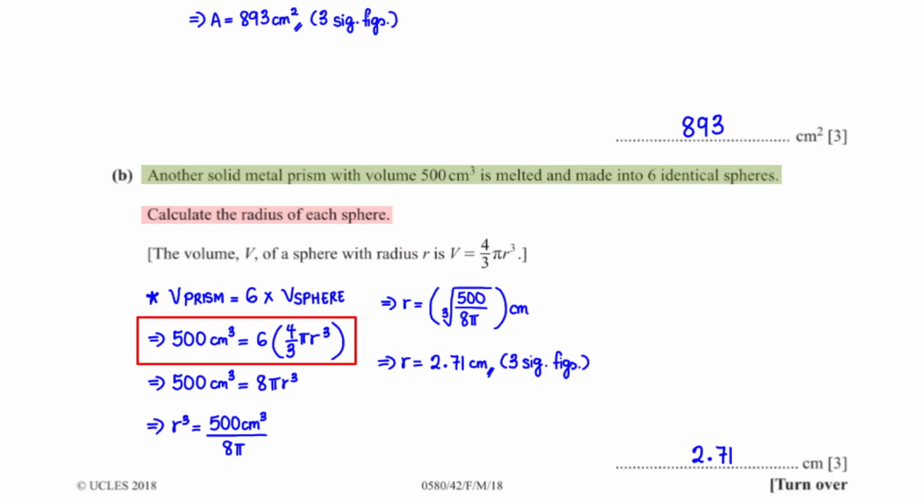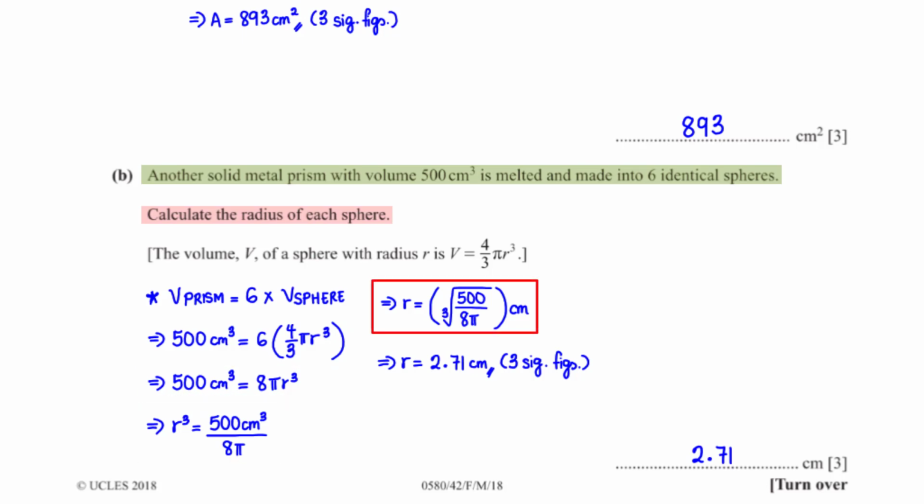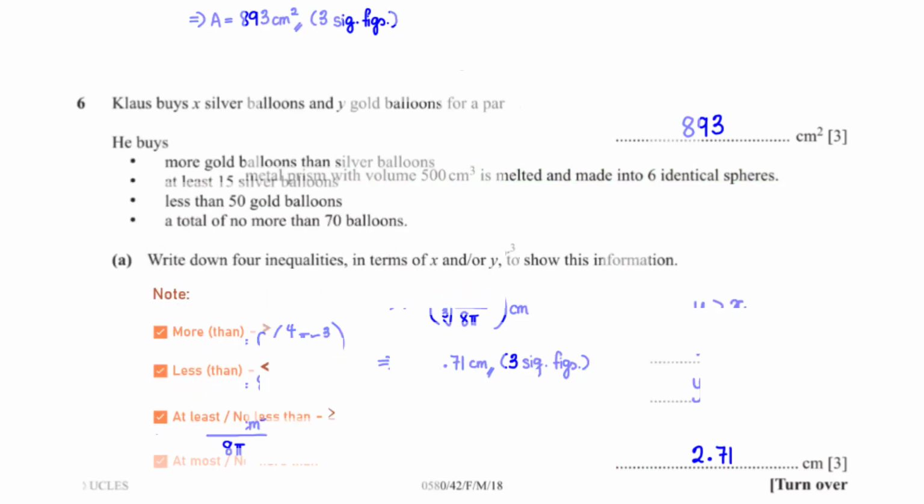We've also been given the formula for the volume of a sphere to be 4 over 3 pi r cubed. 6 times 4 over 3 is 8. When we divide both sides by 8 pi, this is what we get. And when we take the cube root of both sides, this is what we have. When we type this into the calculator, we get 2.71 centimeters, rounded to 3 significant figures.